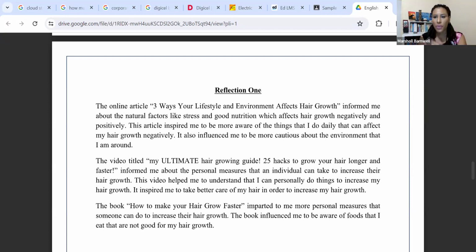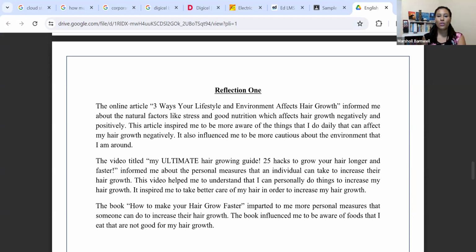So you have 3 ways your lifestyle and environment affects your hair growth, followed by the other information. Where you got the information, it's an online article. What was the purpose or the intention of the author was to inform about, and then you summarize what the information was. So you have to give a summary of what you read, or a summary or paraphrase, or if it's a short line, you can even cite that line.